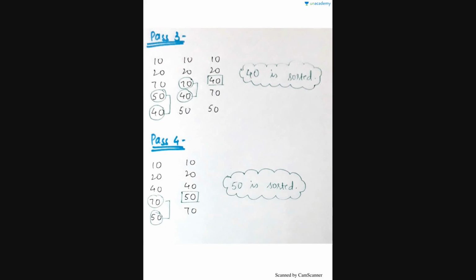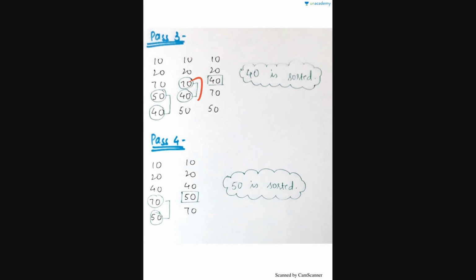So now again from downside, 40 and 50. 40 is smaller than 50, so we have to swap these two. So 40 will go into the place of 50 and 50 will come into the place of 40. So now we'll go for the next step: 10, 20, 70, 40 and 50. Now as 50 is done, 40 and 70 will be checked. 40 is smaller than 70, so we'll swap these two elements. 40 will go into the place of 70 and 70 will come into the place of 40.